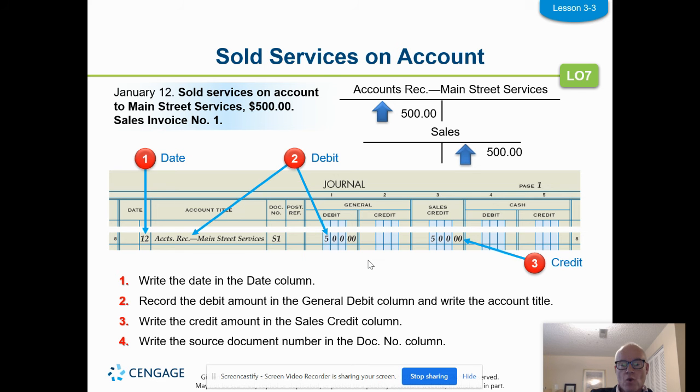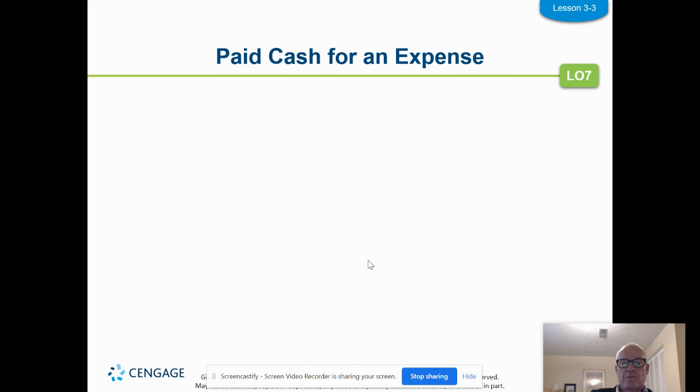Balancing is key. Write the source document in the document number column. That's sales invoice number 1. We're going to call that S1. Right there. Paid cash for an expense.